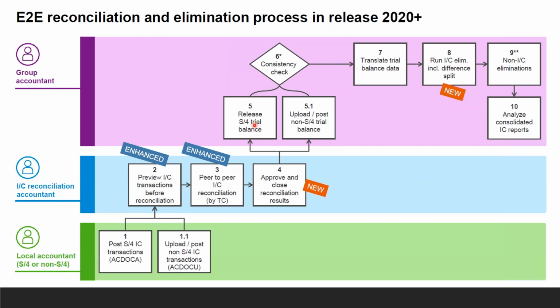So here we release the data. Once we release from Universal Journal to OCDocu, then if we have any upload also, that also we will upload. Then we'll do the consistency check. Then translate trial balance data, run intercompany elimination and differences, non-intercompany eliminations, and analyze the consolidation report.